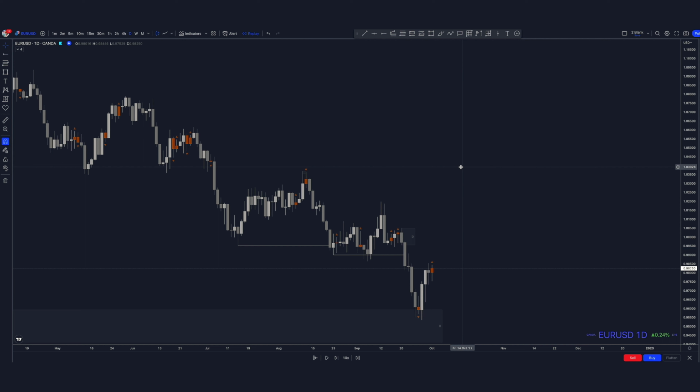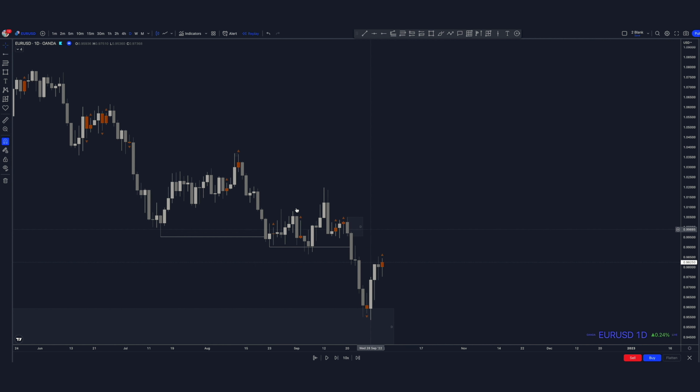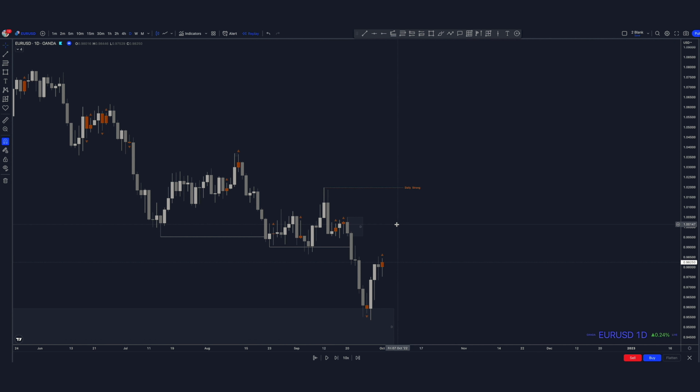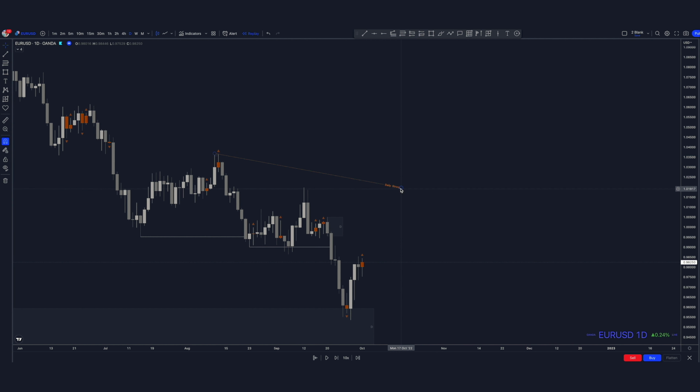Let me delete this. Okay, right. So we are still on a daily bearish move. So let me also mark this. Okay, let me mark these as. Okay, so this is our daily strong. Remember, this was the daily strong there.